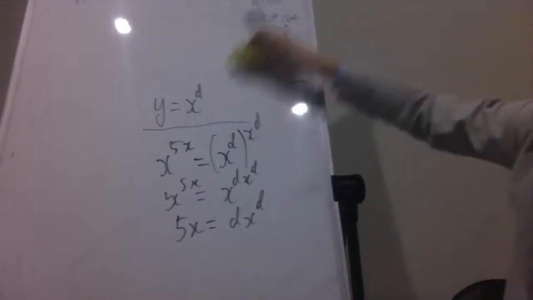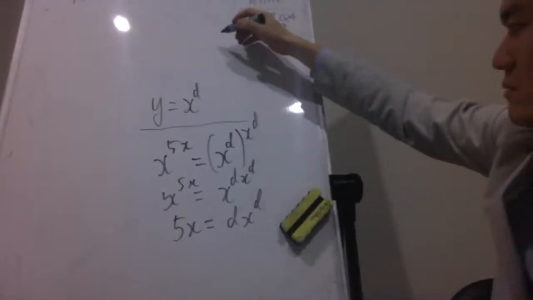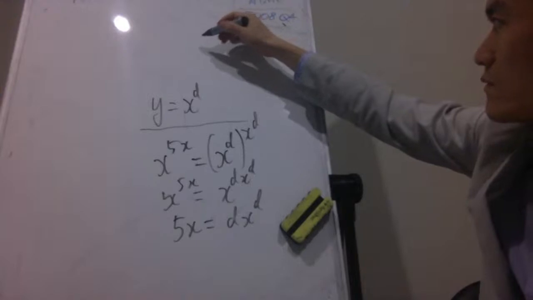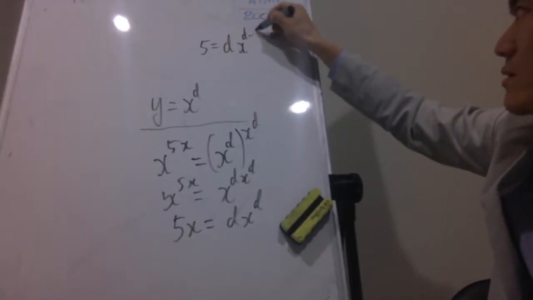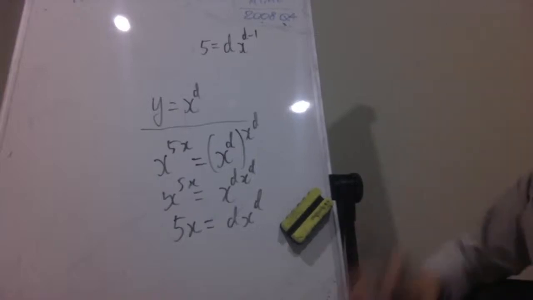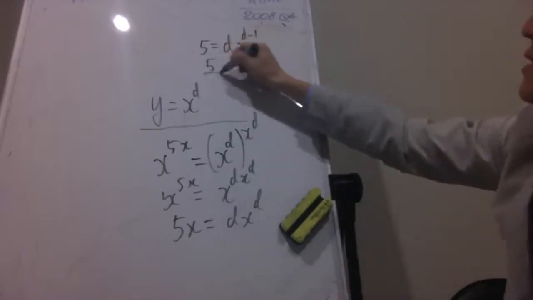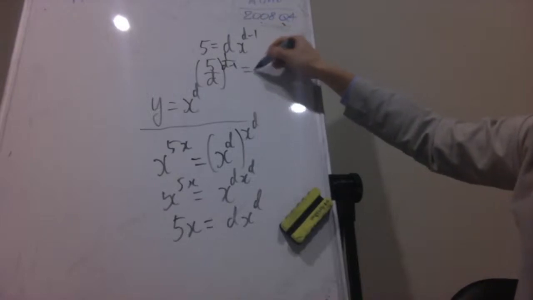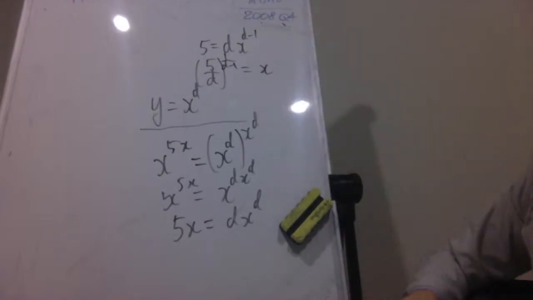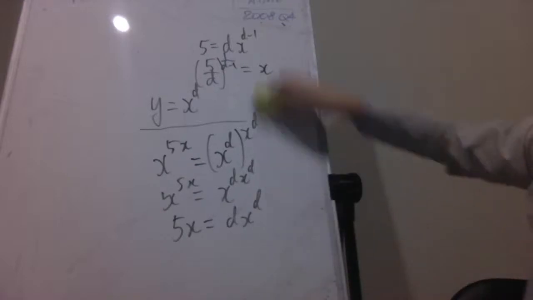That led to something interesting, integers as well. So what do you get? 5 equals d x^(d-1), provided x is not 0 or whatever. And so (5/d)^(1/(d-1)) is equal to x, if y is a power of x.